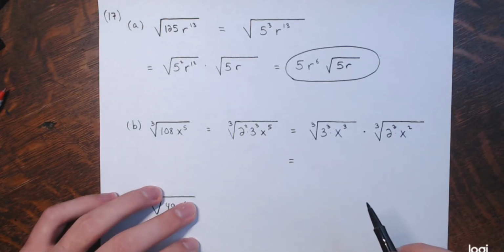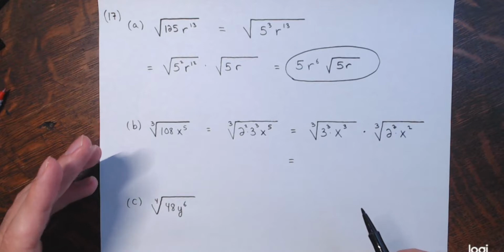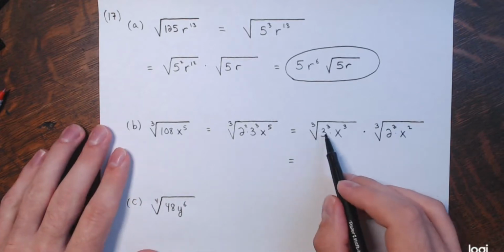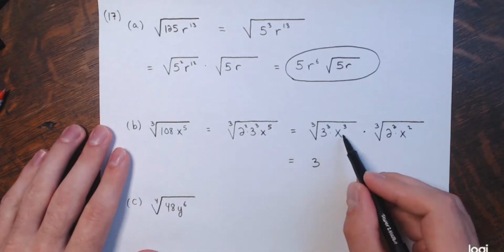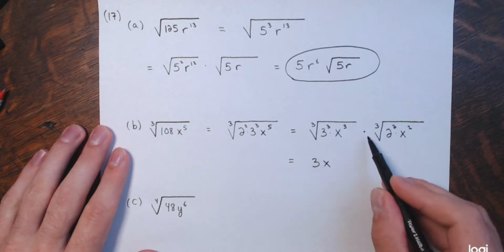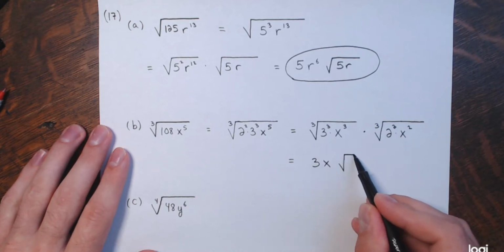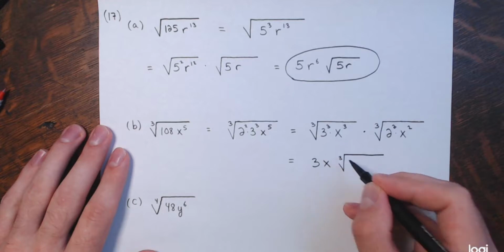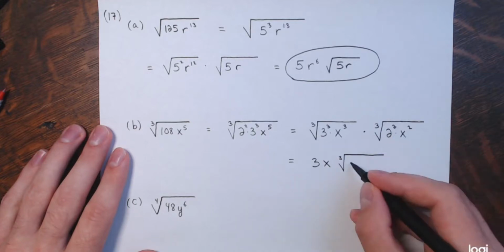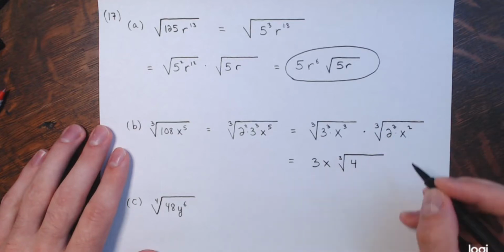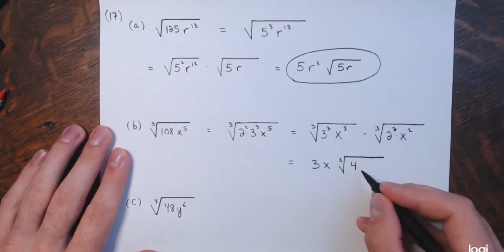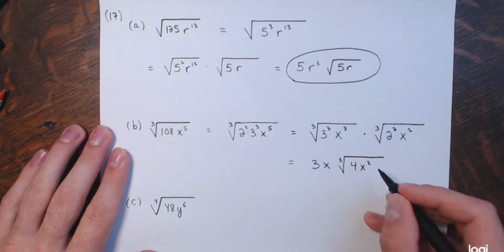And then I don't have to worry about absolute values here. It's an odd root. So cube root of 3 cubed is just 3. Cube root of x cubed is just x. Then we have times the rest, times that other cube root. That's the cube root of the non-cubes. Right? The cube root of, now 2 squared is 4. You should be simplifying your numbers. 2 squared is 4, and then times x squared. And here we go.